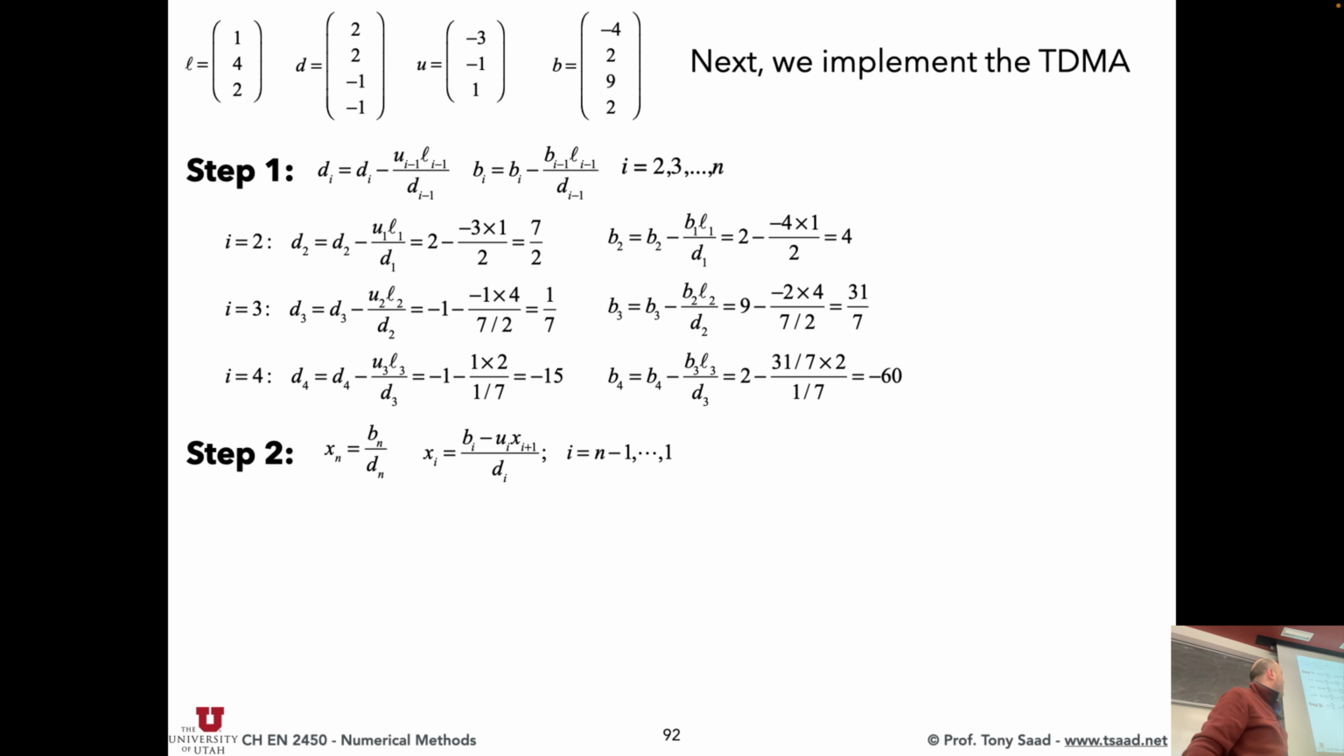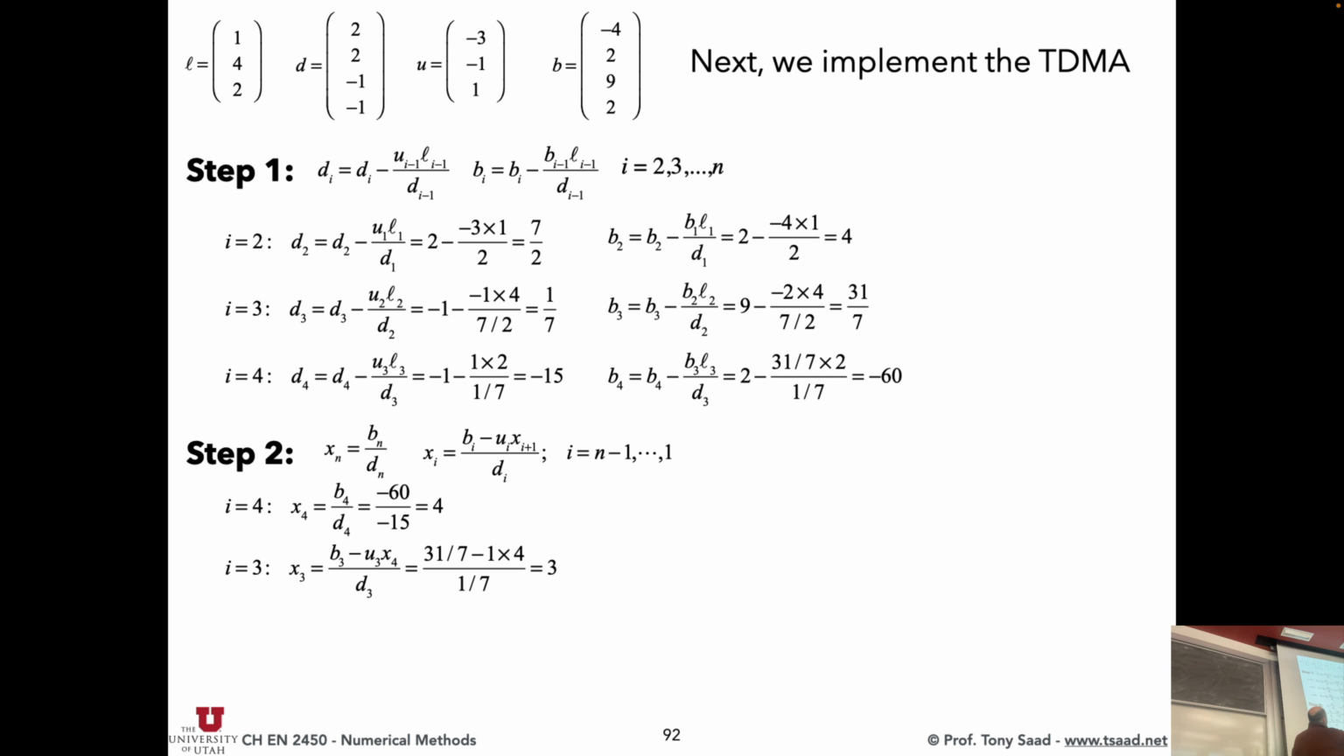Now, step 2 is the backward substitution. We're going to start with the last equation. Remember, in the upper triangular matrix, we start at the end. The last equation can be solved directly, because it's going to be dn xn equal bn, right? So you solve directly for xn. And then we proceed backwards. So we're going to start with x4, which is equal to b4 over d4, whatever you got from up there, and that gives you 4. And then x3 is going to be b3 minus u3 x4 over d3. You have x4, you plug it in here, and then you solve for x3.